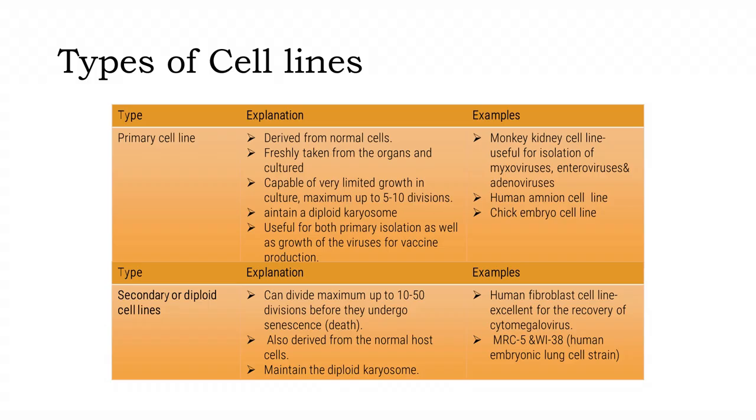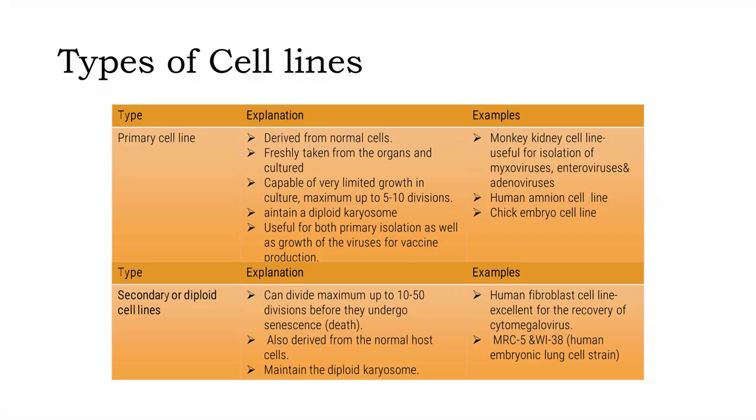So what happens, it will allow only around 5 to 10 divisions of these cells, and they'll be very useful for primary isolation of viruses and for vaccine production in this particular type of cell line. The most important ones, which you will hear more commonly, are the monkey kidney cell lines, the human amnion cell line, and chick embryo cell lines.